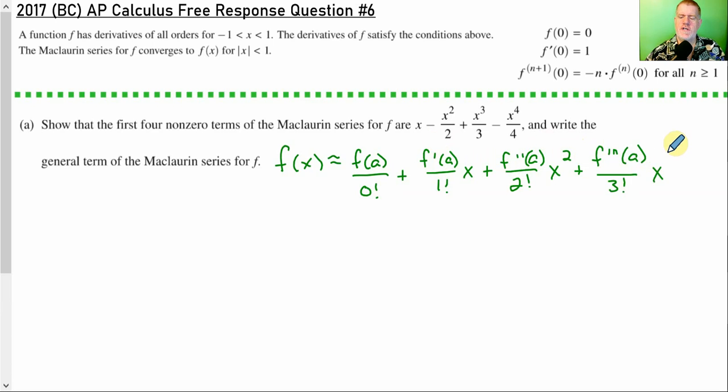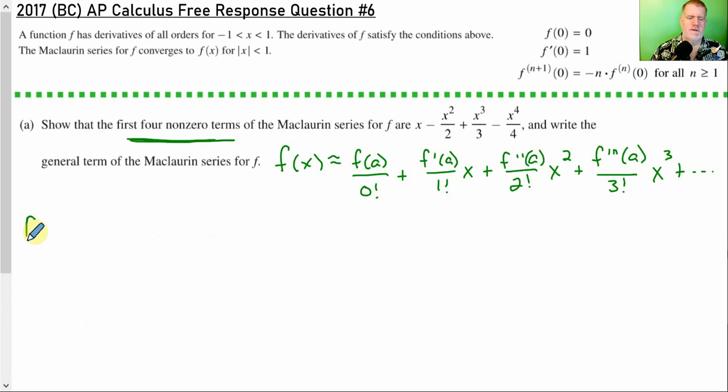It's similar to a Taylor series, except this is centered around 0, so that's why we only have the x squared, x cubed. Don't have to worry about x minus a or anything like that. All right, so let's look at these first four non-zero terms. We know what they're supposed to be. Let's make sure we get them.